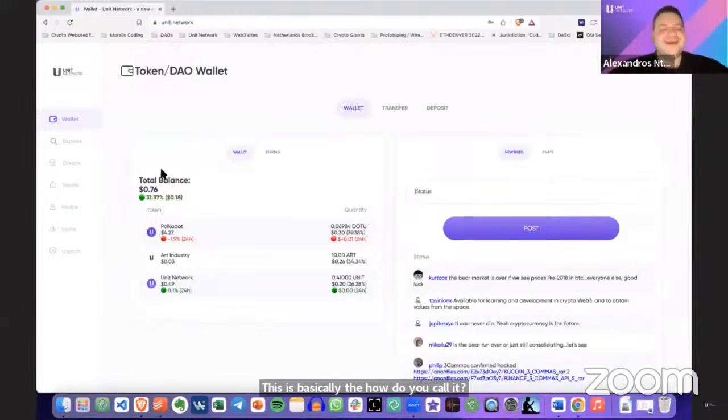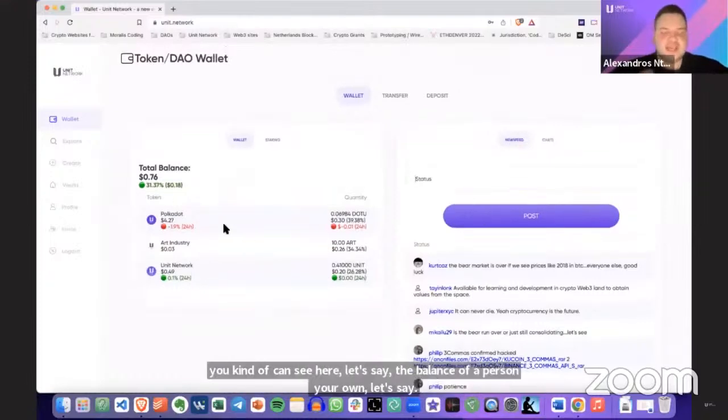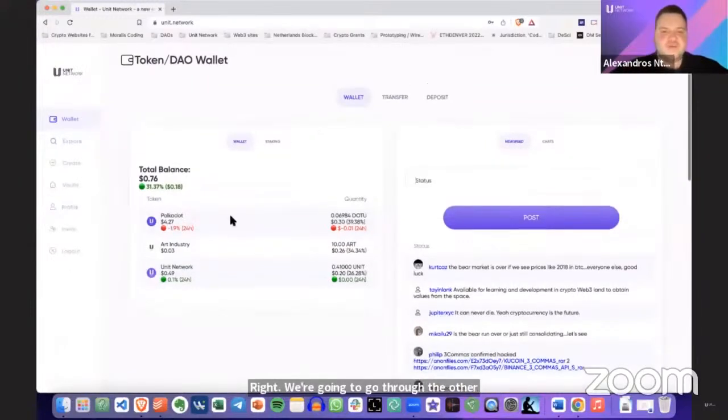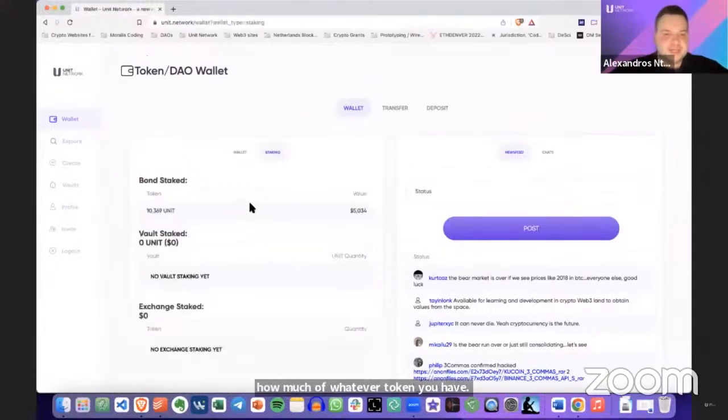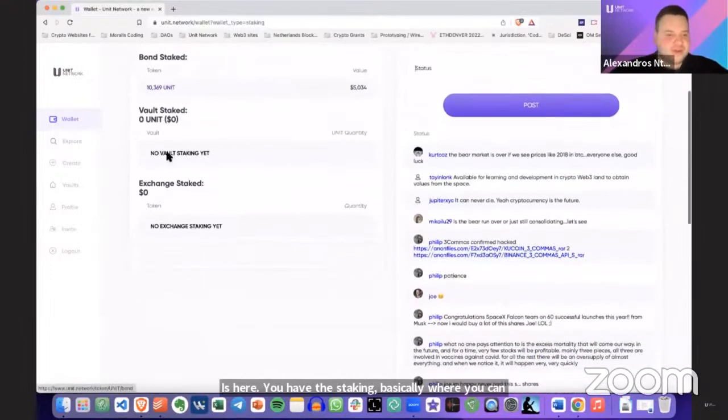Well, the Unity Network platform, and you can see here, let's say, the balance of a person, your own. Basically mine is staked, but we're going to see it afterwards. And here we can see that you have the wallet, right? We're going to go through the other ones before. You have the wallet where you can see how much of whatever token you have is here. You have the staking, basically, where you can see how many units you have staked or whatever else you have staked here.